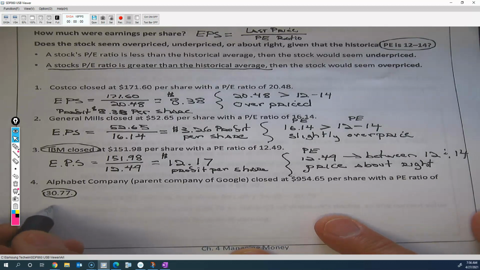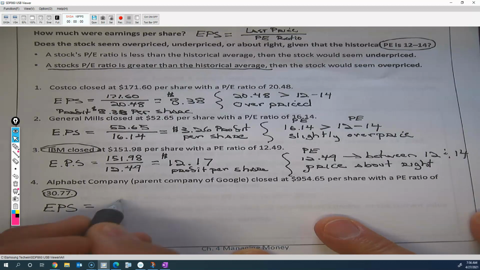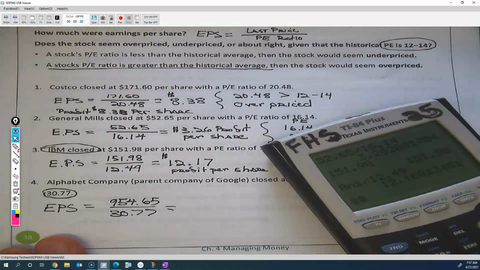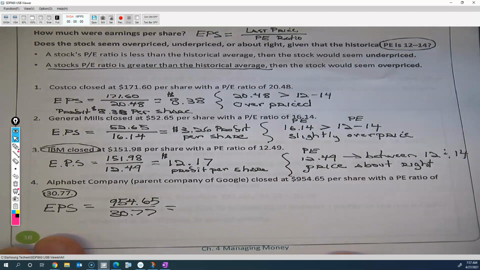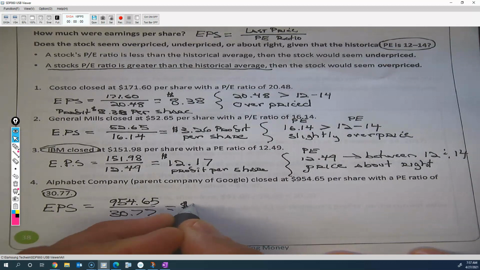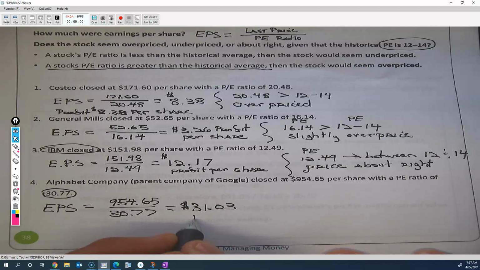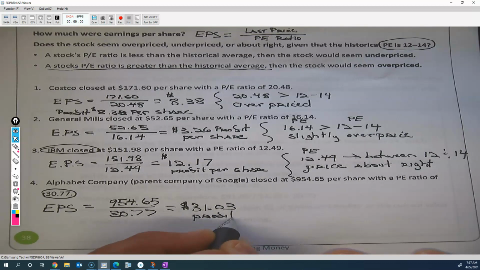All right, so if I was doing this one, let's see, its price is 954.65 divided by a PE of 30.77. So you're making more money per share. You're making $31.03 profit per share.